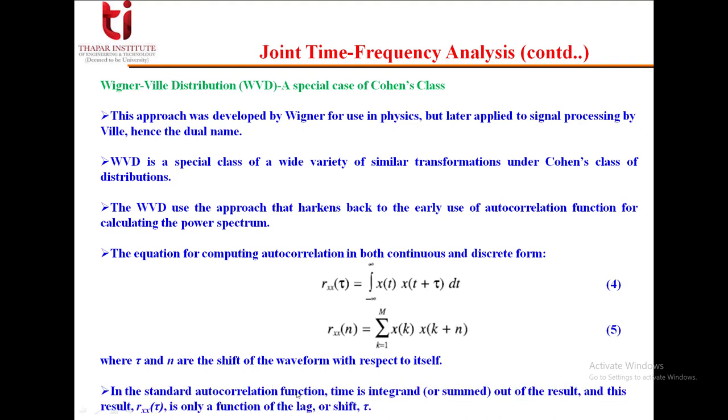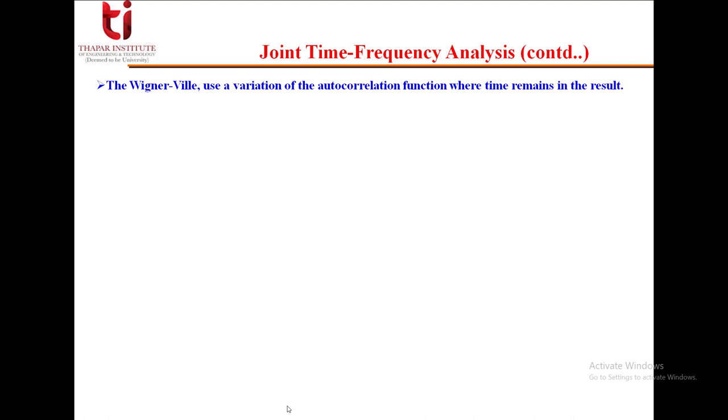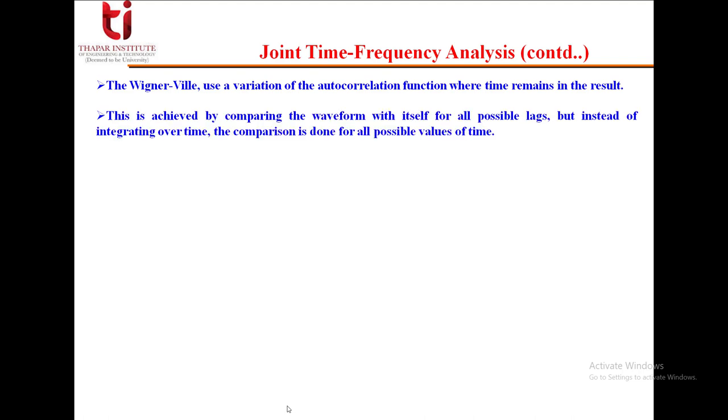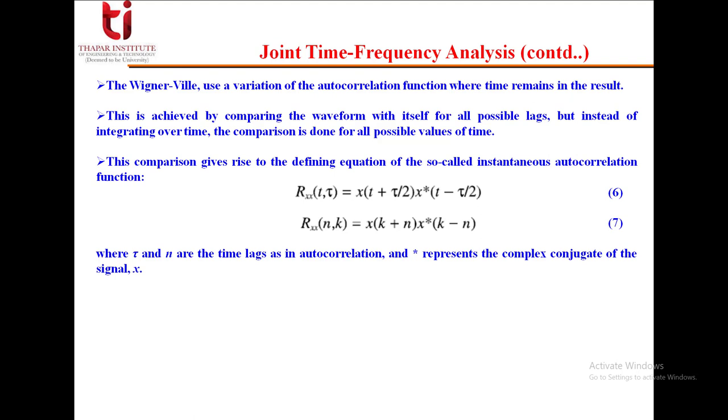In the standard autocorrelation function, time is integrated or summed out of the result, and this means the autocorrelation function is only a function of lag, or we can say just shift tau. So the Wigner-Ville uses a variation of the autocorrelation function where time remains in the result. This is achieved by comparing the waveform with itself for all possible lags, but instead of integrating over time, the comparison is done for all possible values of time. You can see this equation.